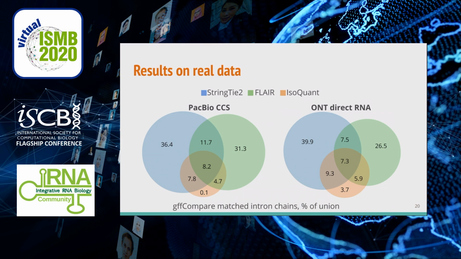What you may notice is that IsoQuant doesn't generate a lot of transcripts that are not supported by other tools. For example, for PacBio CCS, we have only 0.1% of transcripts which are supported neither by StringTie nor by FLAIR. And the number for nanopore data is a bit higher, 3.7%.